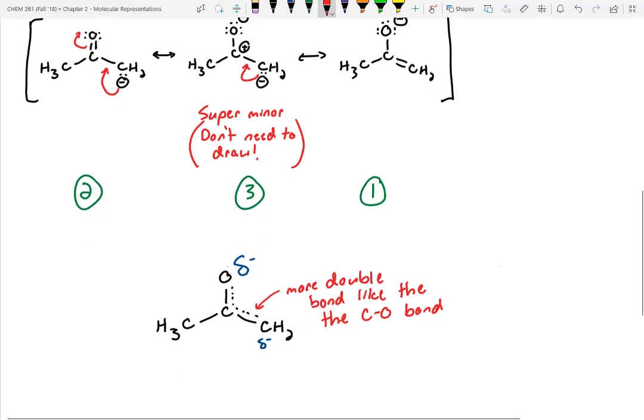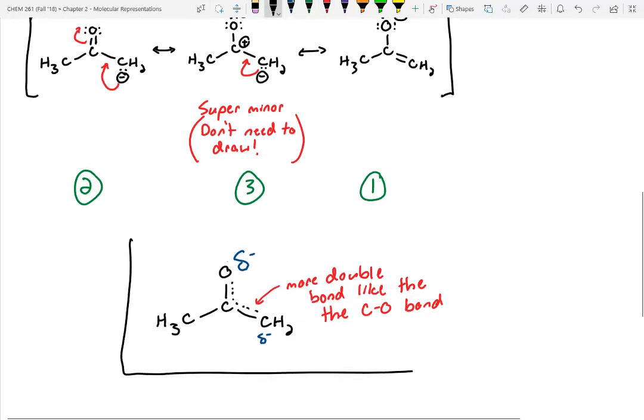Does that make sense? It is kind of tricky, but use the list and try to follow the order. Like I said, it's not intuitive that octets are more important than charge, and that's the thing that tends to trick people up when they're working on these.